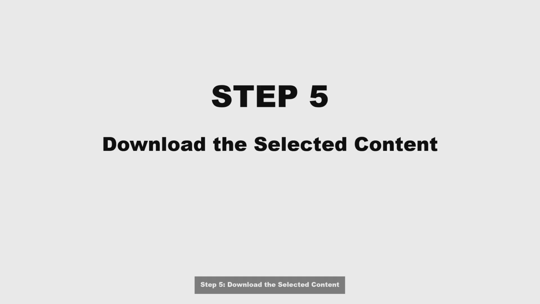Step 5. Download the selected content. Tap or click on the download icon. The content will begin downloading, and you can check the progress in the downloads section of the app. Now you can enjoy your downloaded music offline.